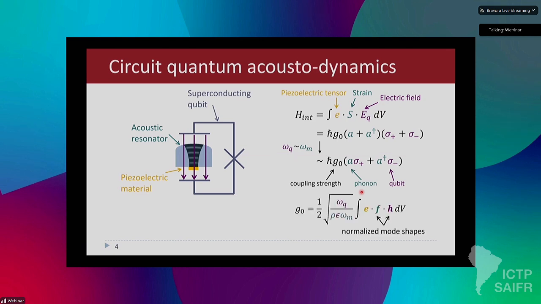So you can write down the coupling strength of this system, which again just depends on this overlap integral and some physical parameters. Now, this Hamiltonian is, of course, completely analogous to cavity and circuit QED.